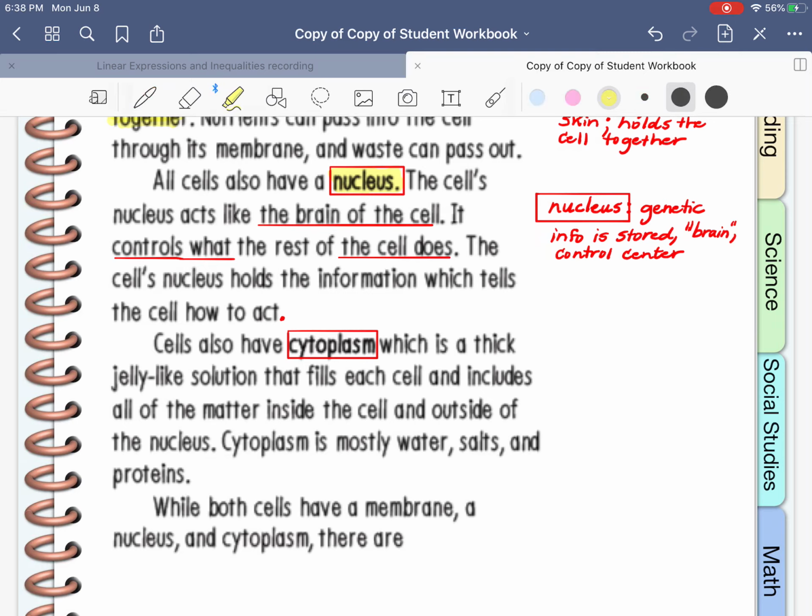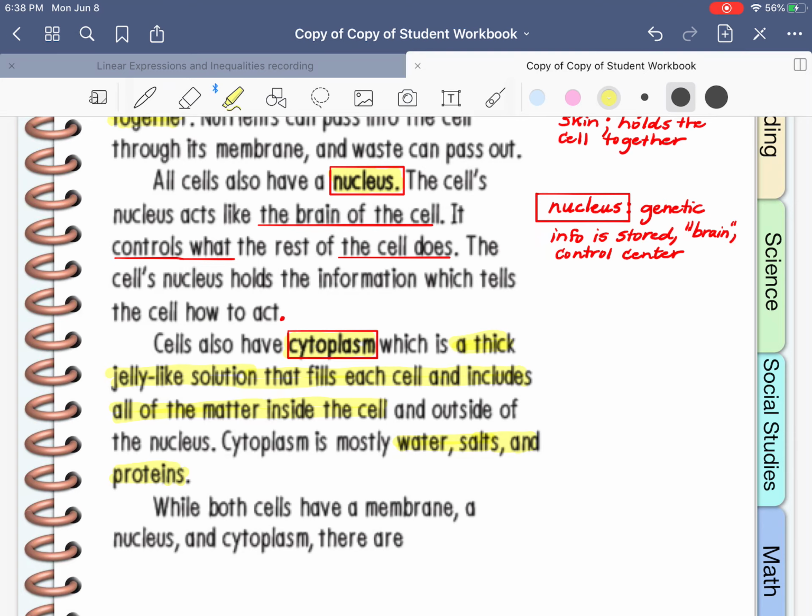Cells also have a cytoplasm, which is a thick jelly-like solution that fills each cell and includes all of the matter inside the cell. That's where we want to stop. Cytoplasm is mostly water, salt, and protein. We're going to summarize this. You don't have to copy all that.